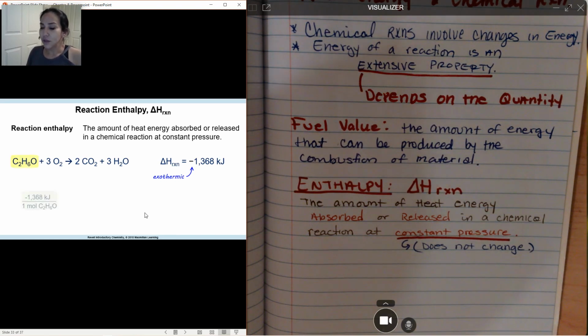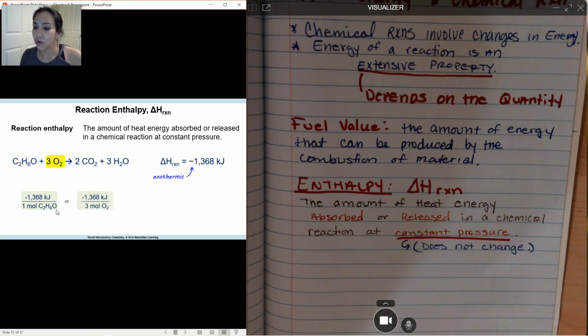All right. So if we look at this even further, we have our enthalpy being released in 1 mole of C2H6O, so in 1 mole of our ethanol, right? Or this is also the enthalpy being released in 3 moles of our oxygen, because this is the enthalpy for the entire reaction, right?